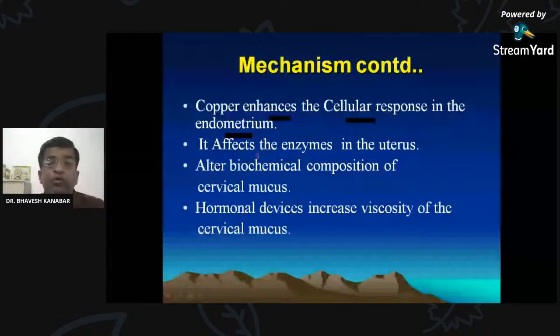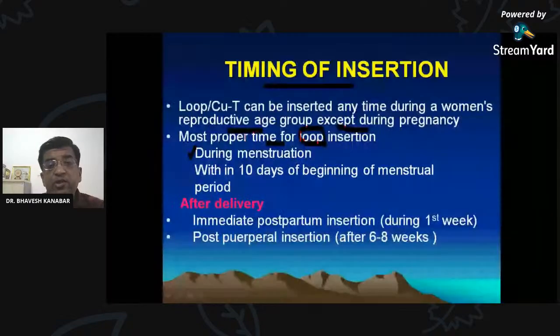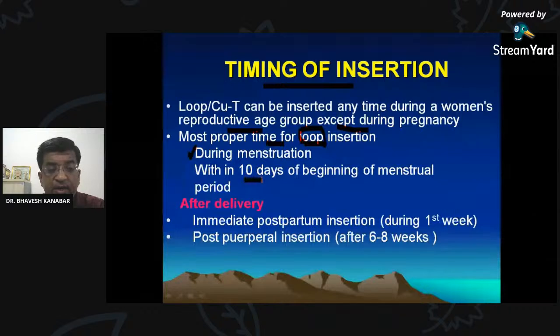Now about timing of insertion, it is a very basic question that we frequently ask. Preferably within the first 5 days of menstruation, or here it is written within 10 days, but preferably the first 5 days, or after delivery. It is very easy to insert this device after delivery, and it is called postpartum IUCD, PPIUCD. There are some NGOs who work only in PPIUCD. They are giving training for PPIUCD to CHC staff.